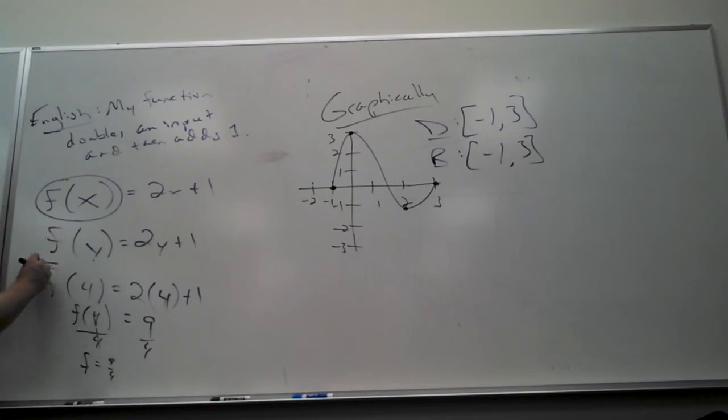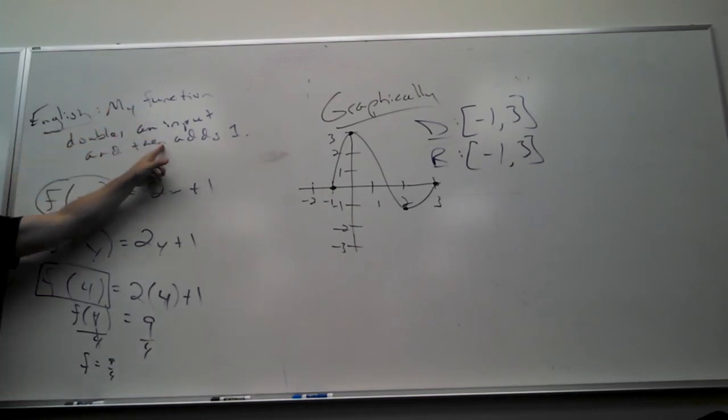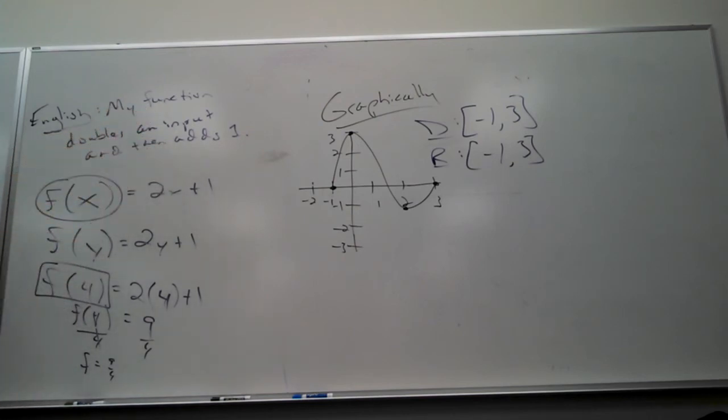So this is not what we're used to. This is not like 4x. This means the function doing this to 4. So I can't divide by 4. It's not multiplied by 4.